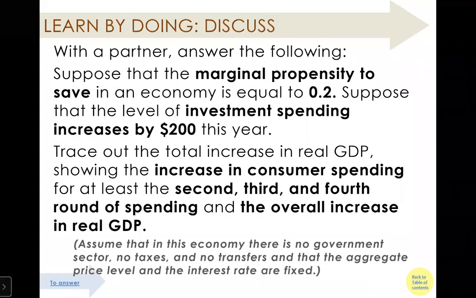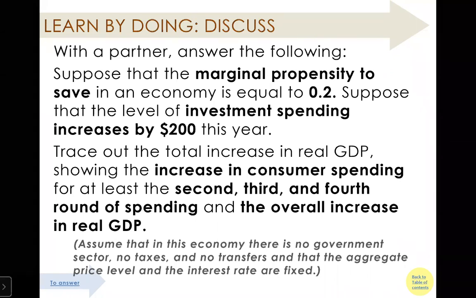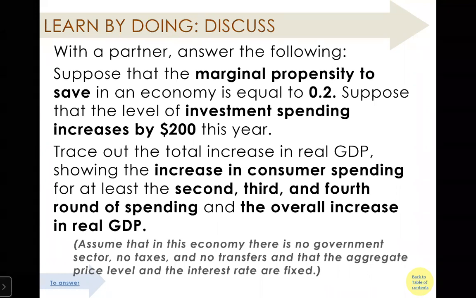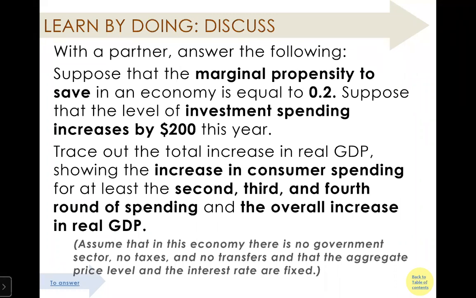Okay, so now let's look at these practice questions. I want you to discuss with a partner. Now let's see, what is this question asking? Suppose that the MPS in the economy is equal to 0.2, and suppose the level of investment spending increased by $200 this year. This question asks you to trace out the total increase in real GDP, showing the increase in consumer spending for at least the second, third, and fourth round of spending, and the overall increase in real GDP.